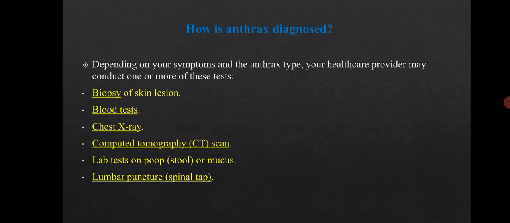How can anthrax be diagnosed? Several tests can be used to diagnose anthrax, for example, a biopsy of a skin lesion, blood test, chest X-ray, a computed tomography scan, that is a CT scan, lab tests on stool or mucus samples, and a lumbar puncture, which is a spinal tap.